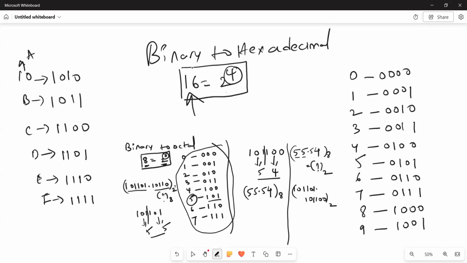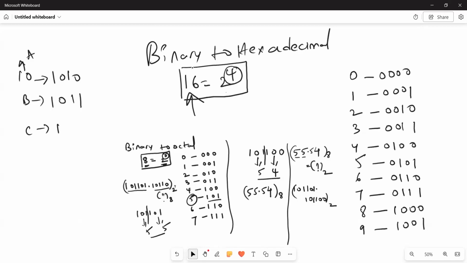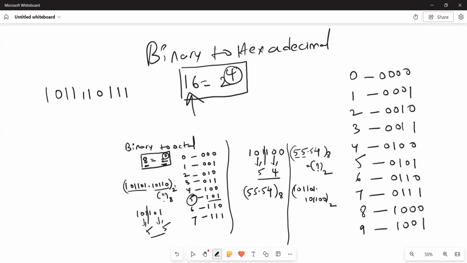Now we'll take one example. How to convert a binary number into its equivalent hexadecimal and vice versa also. Now you have to group 4 bits, because to represent one hexadecimal digit in binary, we require 4 bits. Suppose I take the binary number 1011110111 and convert it into its equivalent hexadecimal number.